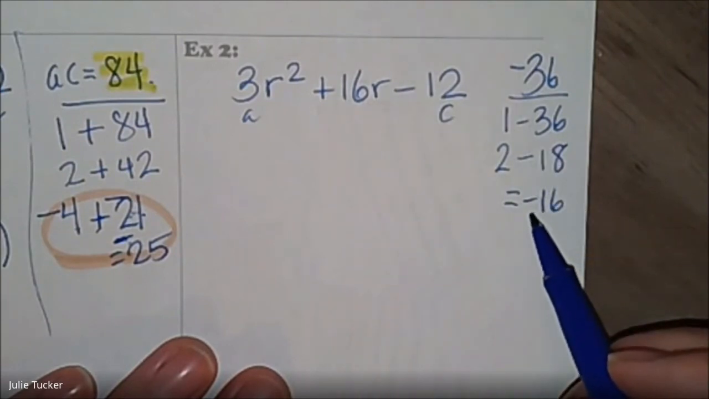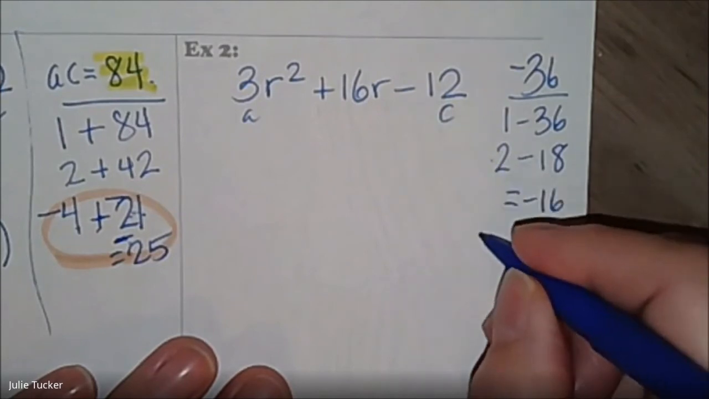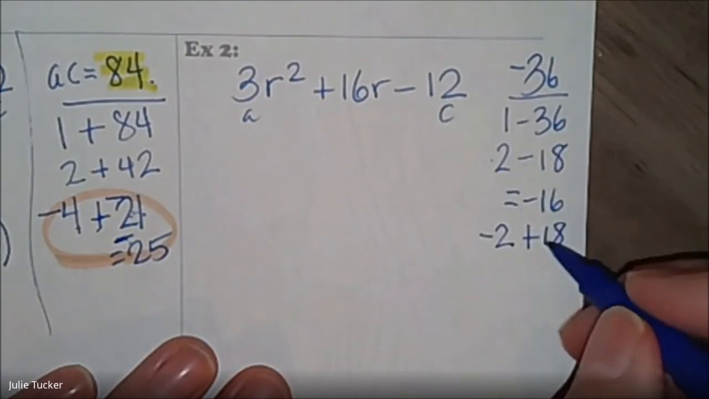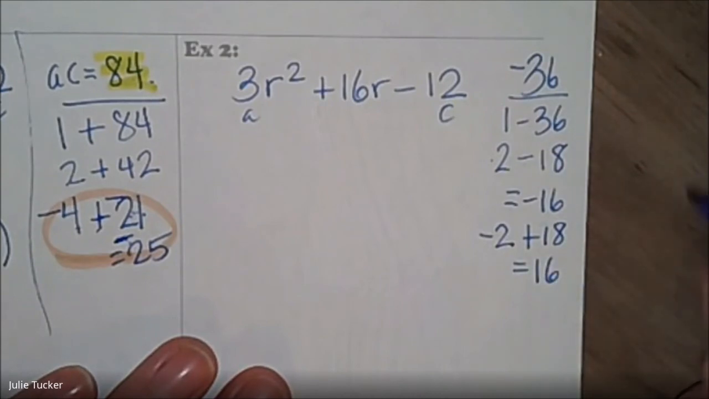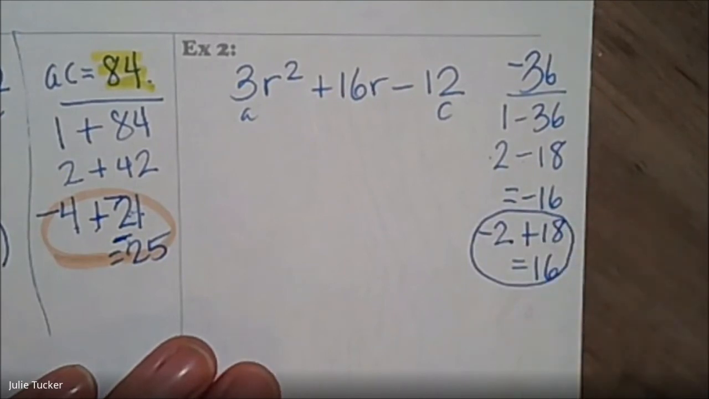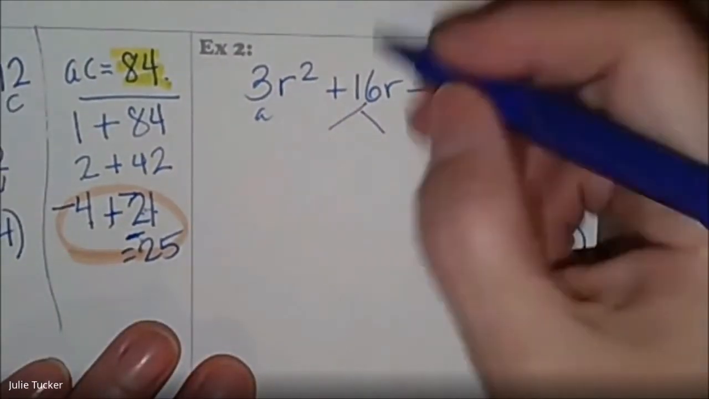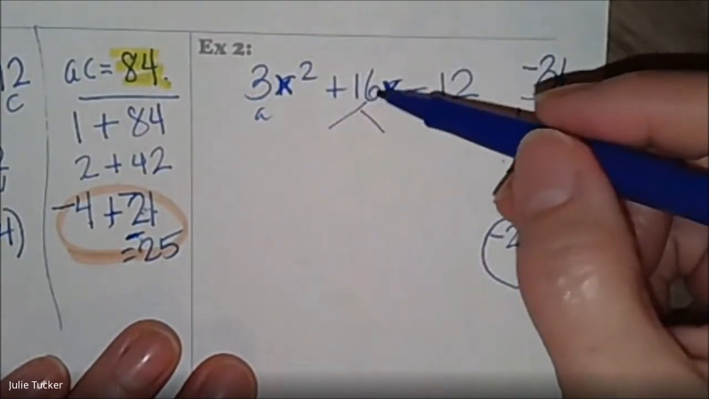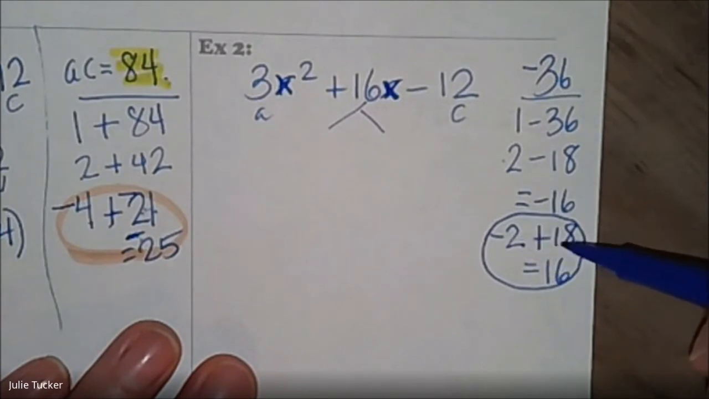So this is the moment when we switch the signs. We'll change both of these signs and we'll write negative 2 plus 18. And that's like 18 minus 2, so that is 16. So this is what we want. So now we split the 16r. I guess I shouldn't have written r. You like x's. Now we're going to split the 16x into a negative 2x and a positive 18x.